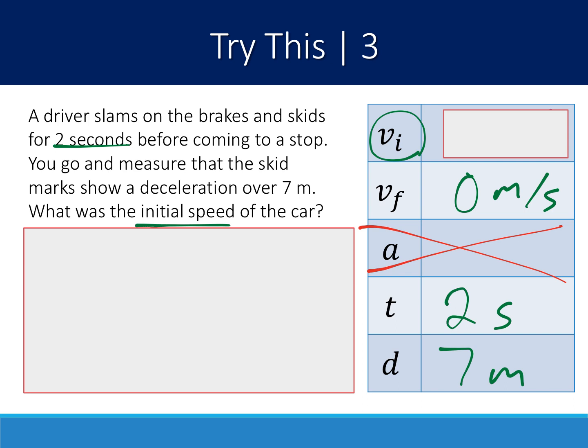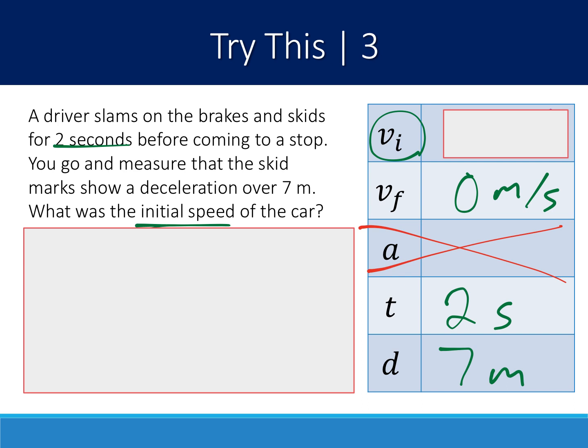All right, let's give a problem a try. So let's say we have a driver that slams on the brakes and skids for 2 seconds before coming to a stop. You measure the skid, and it shows that the skid mark happened over 7 meters. How fast, or what is the initial speed of the car at the beginning of that slide?